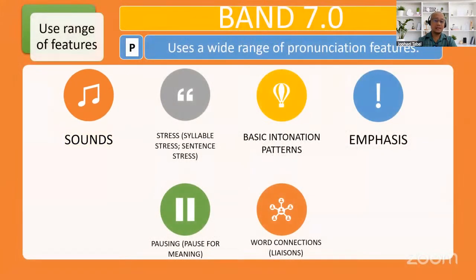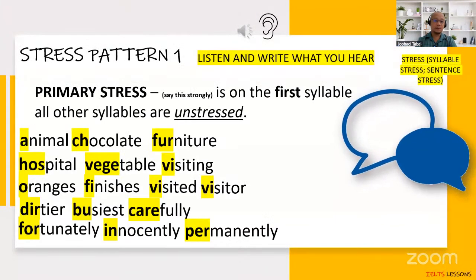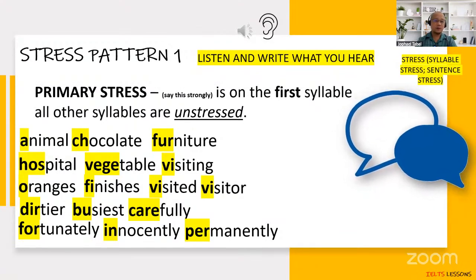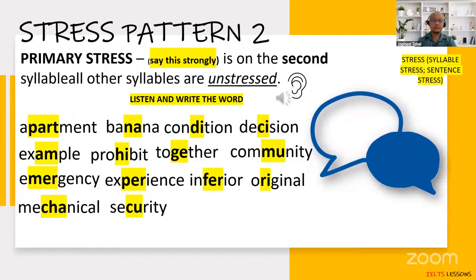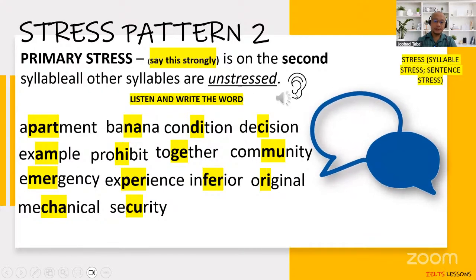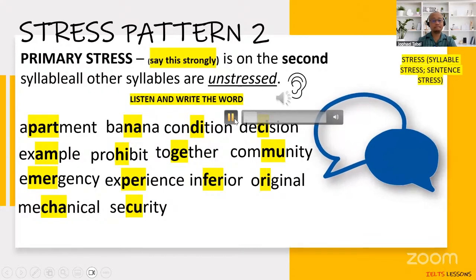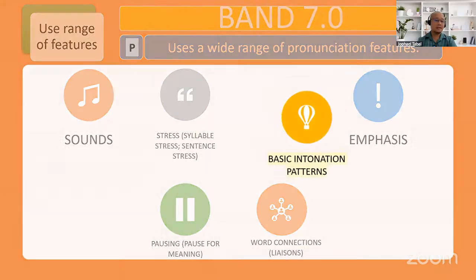Then we have syllable stress. We have an example here: the first syllable stress, for example the word animal or chocolate. That's sentence pattern 1. We also have apartment and banana, with the second syllable stressed. Here's another example: condition, decision. And then we also have basic intonation patterns.